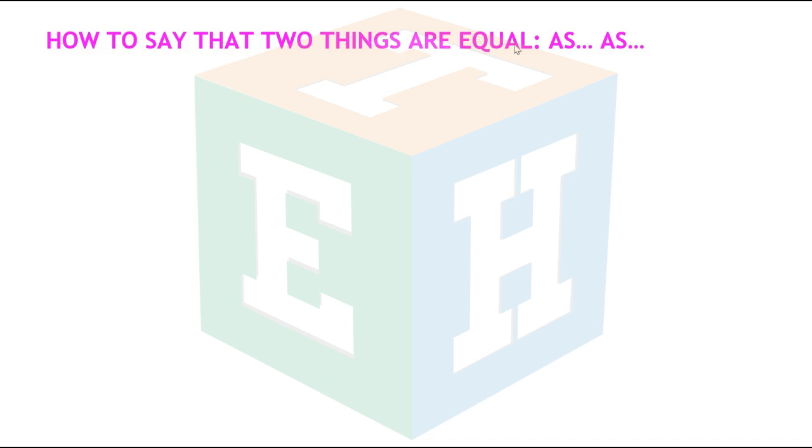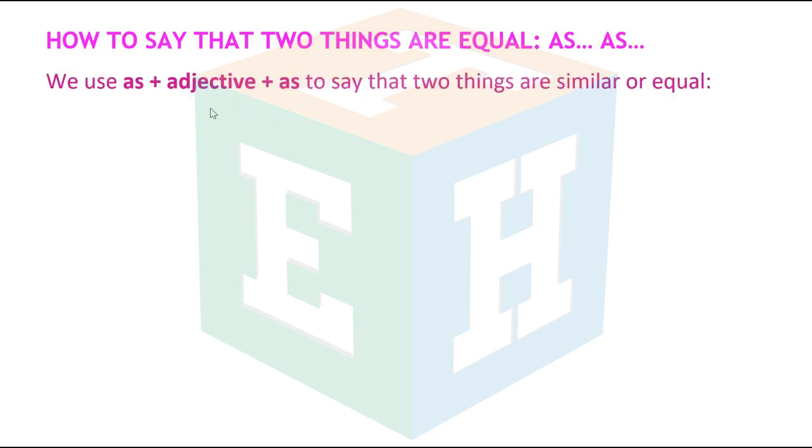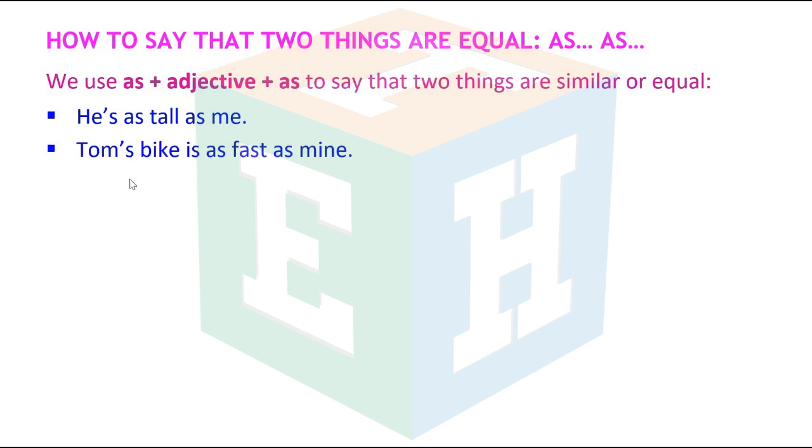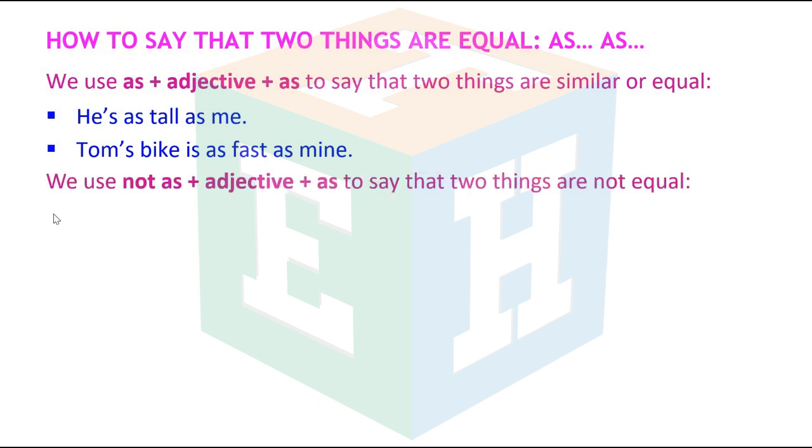How to say that two things are equal? As, as. We use as plus adjective plus as to say that two things are similar or equal. He's as tall as me. Tom's bike is as fast as mine.